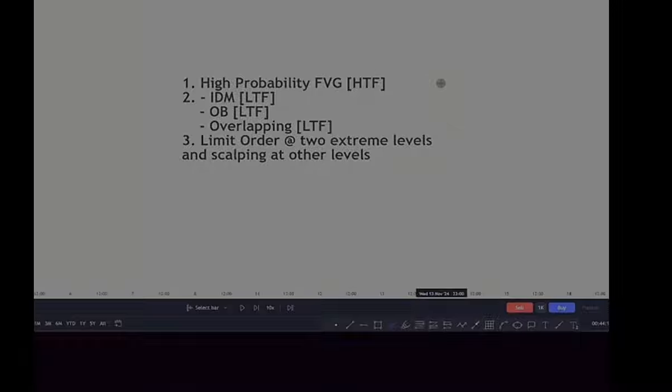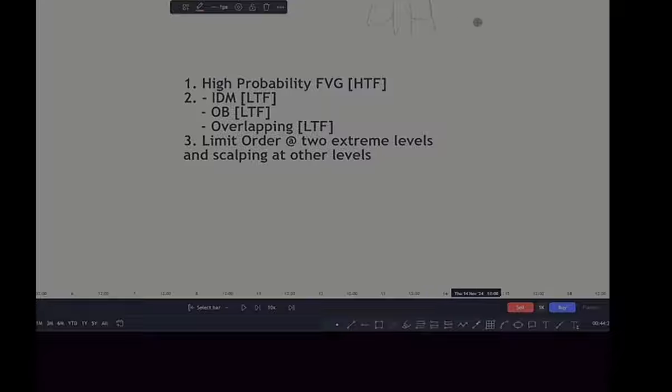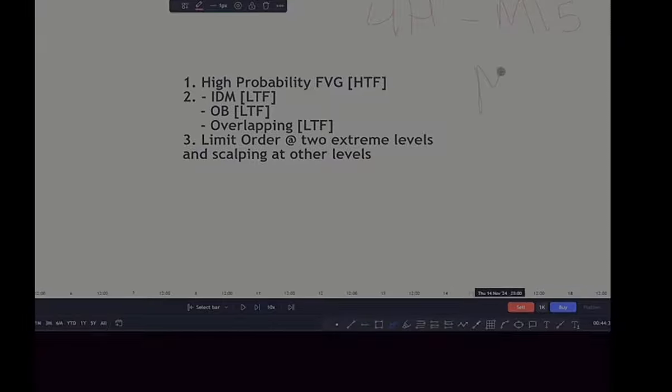And then what you can also do is scalping at the other levels. So all of the levels that you have, the 4 hour for the fair value gap, and then for the internal analysis and to find the fair value gaps, you're going to be using the 5 minute. And then if you want to scalp, you're going to look at the 1 minute time frame. All right. So this is the trading plan.